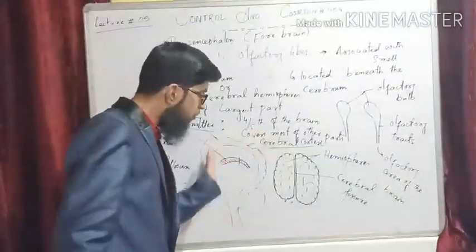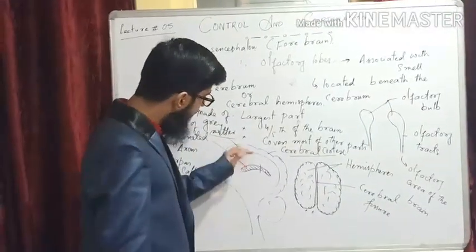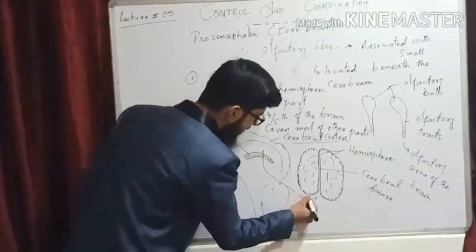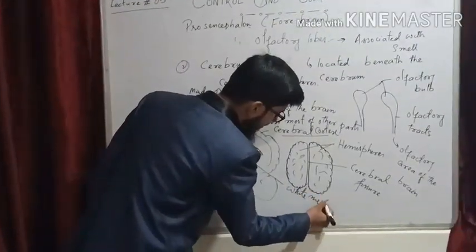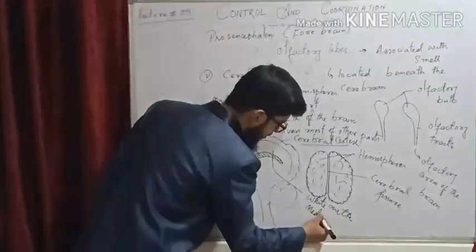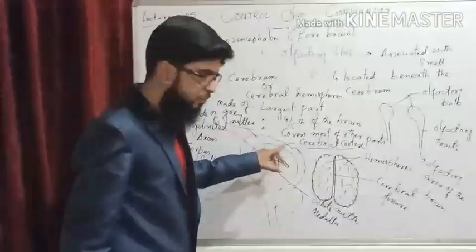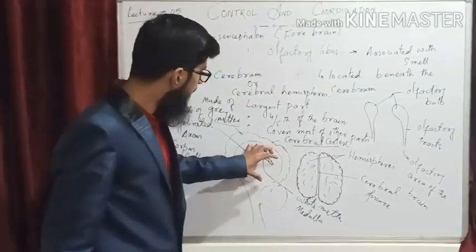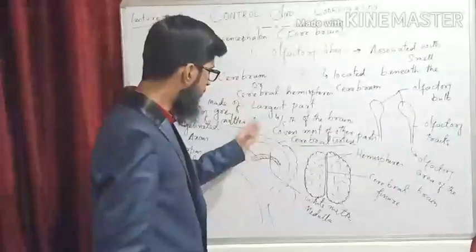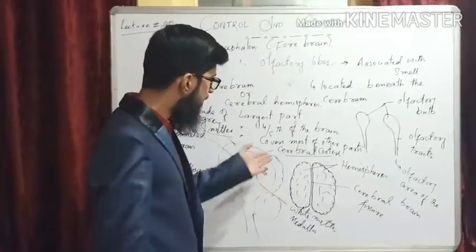So the cerebral cortex, the outer region of the cerebrum, is made of gray matter. And the deeper regions of the cerebrum are made of white matter, and it's called the medulla. It's the medulla of the brain, the deeper area, made of white matter, and the outer areas, or the surface areas of the cerebrum, are made of gray matter and called the cerebral cortex.